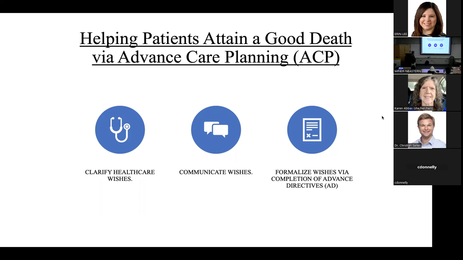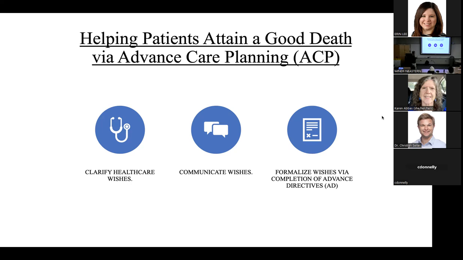Intrapersonal communication. Then we engage in interpersonal communication, where we communicate those wishes to those that have a stake in the matter, right? Usually our loved ones, the people who may be asked to make decisions for us if we are unable to make decisions for ourselves. Communicating those with our healthcare providers, with spiritual care providers, potentially legal assistance, is a beneficial thing to communicate as well. And then formalizing those wishes, right? In a perfect world, you need to do all of these three things.